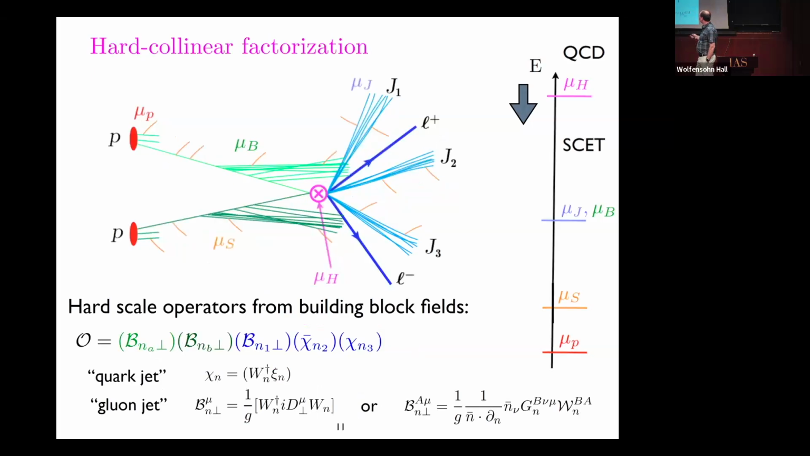Okay, what about the operators? So in an effective field theory, you should have some rules designed to tell you how to build operators. And it works in a little bit of an interesting way here. So I'll spend a few minutes on this, or a minute or two.